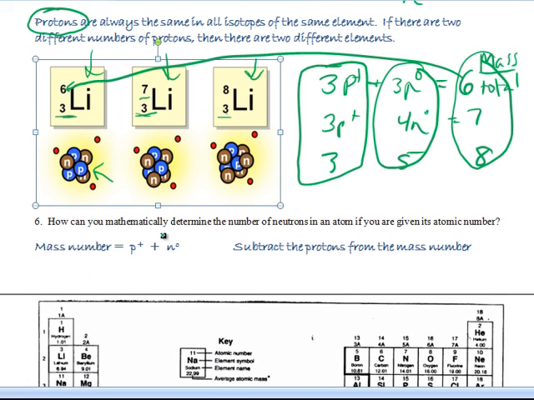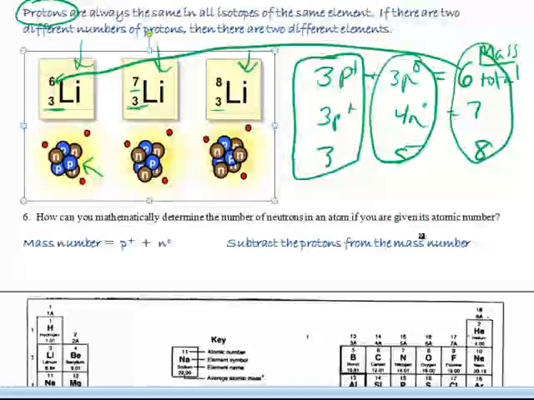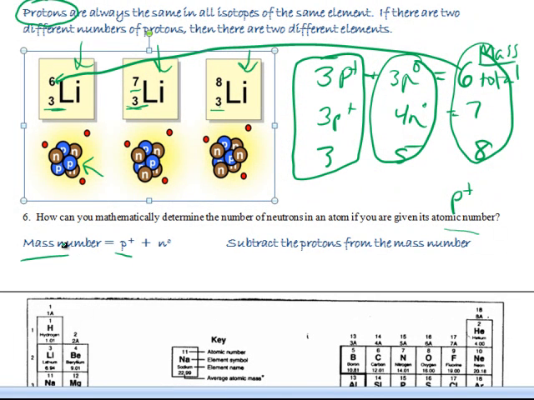Number 6, how can you mathematically determine the number of neutrons in an atom if you're given its atomic number? Well, if you're given the atomic number, then that means you know the number of protons. And if you're given the mass number, you can subtract. You know the grand total, and you know the number of protons. This is like saying if you know how many kids are in the classroom and you know how many girls there are, you can subtract and figure out the boys. So you subtract protons from the total, and you can get the neutrons. Subtract the girls from the total, and you can find out the boys.